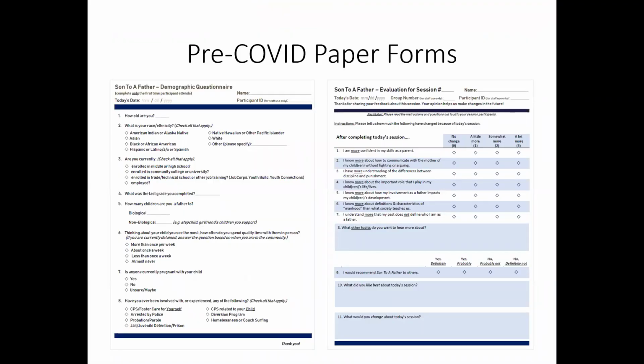You can see here we have our original forms that should look familiar from your printed copies. If you remember, the plan was to have participants complete both of these forms in person. You were to have the new participants complete the demographic questionnaire on the left during their first session, and have all participants fill out the session evaluation forms on the right after each session. And then you were to enter those forms into REDCap.